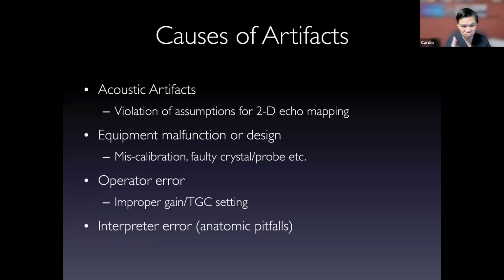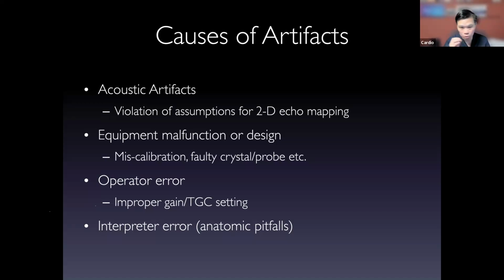It's basically the vertical ports that are available on your machine, either physical, mechanical or electronic, to calibrate the brightness at each level of your echo images. And it's called time gain compensation because it's the distance and time, which is the essence of echocardiography. There's also, last but not least, the interpretation error, which is due to anatomical pitfalls.